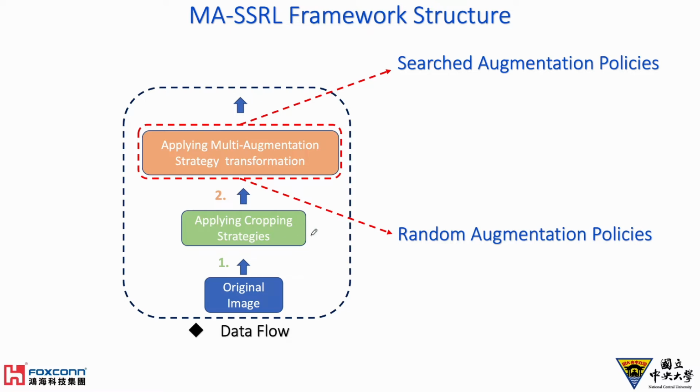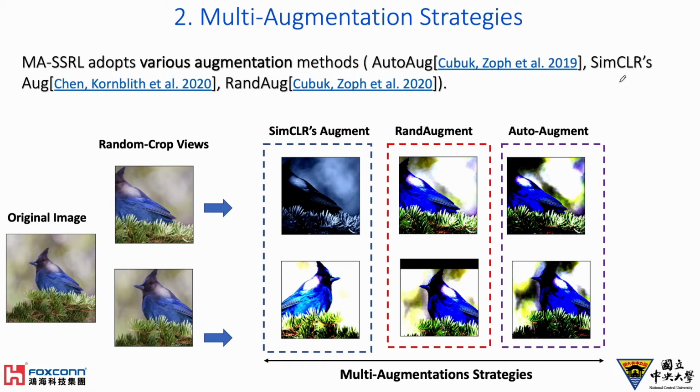In this case, after cropping, we continue using the cropped view to perform the multi-augmentation strategy. Our multi-augmentation strategy includes the random augmentation policy, which I will explain in detail, and also the search augmentation policy. So we deep dive into the detail of these two: one is random and the other is search. We adopt various methods: AutoAugment and SimCLR augmentation. These two are search-policy augmentation pipelines.